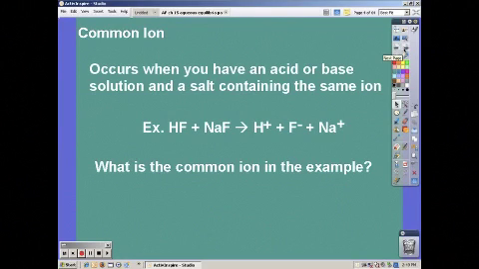A common ion occurs when you have an acid or a base solution and a salt containing that same ion. So when you mix hydrofluoric acid and sodium fluoride, the common ion, what do you think that's going to be? Fluorine, since both of them are producing the fluorine ion.